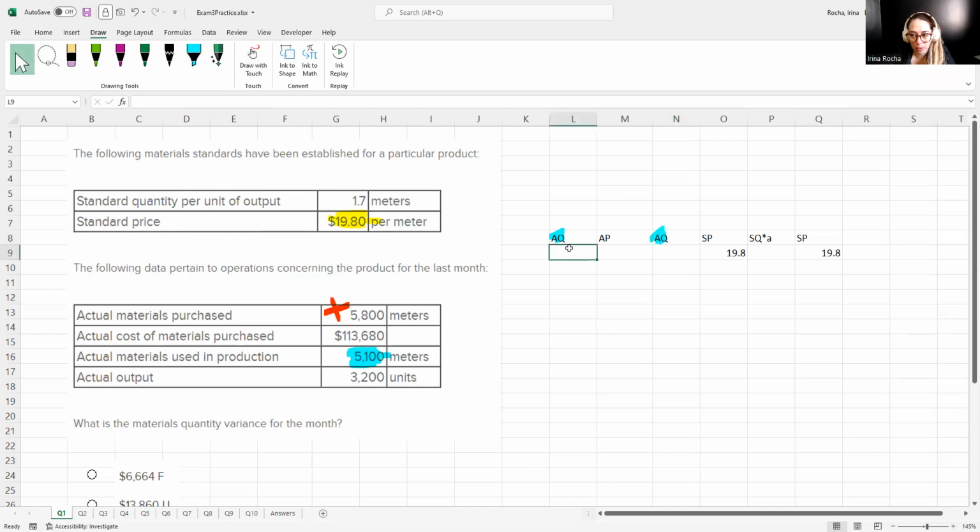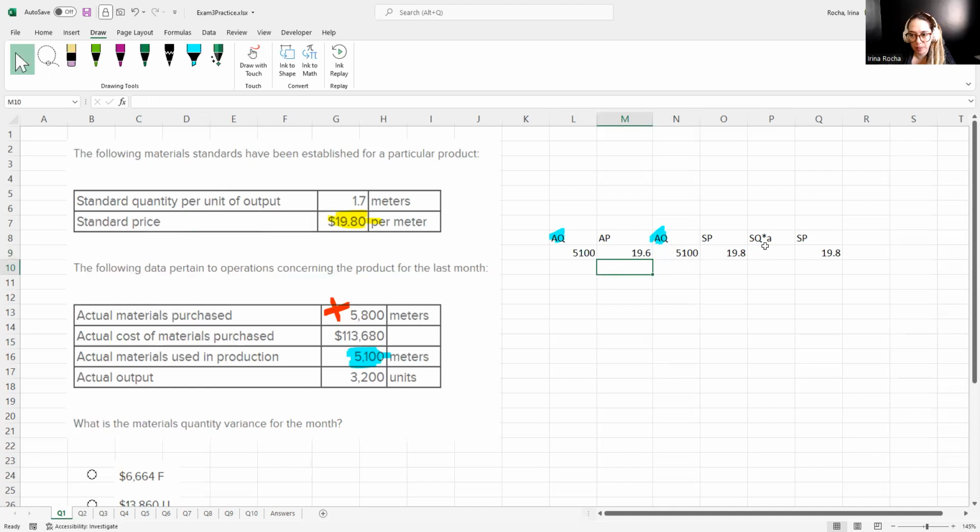So our actual quantity is 5,100. And what's the actual price I paid? Okay, so the price that I paid is this price for all of those. So I just have to calculate 113,680 divided by the amount of units I bought. And here I have my actual price that I paid.